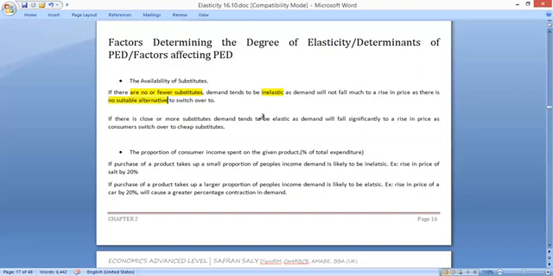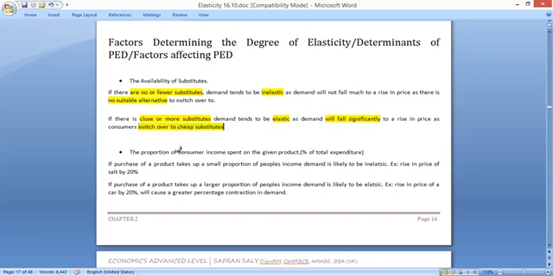But let's say there are close or more substitutes. There are a lot of substitutes for tea and coffee. So if the tea price goes up, most people will switch to coffee. So the demand is highly responsive. It is elastic and demand will fall significantly, that means by a large extent, when the price increases, because people will switch over to cheaper substitutes.